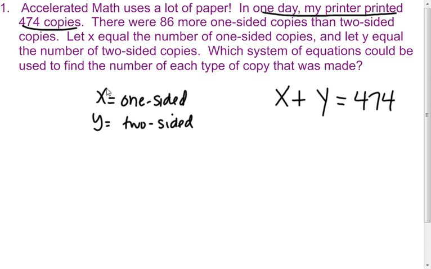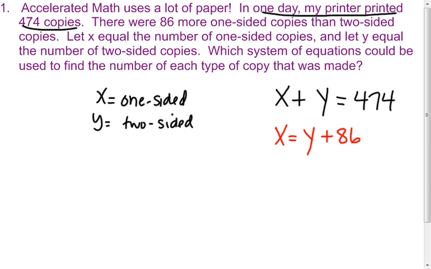Okay? Then I'm going to go over here. There were 86 more one-sided copies than two-sided copies. People get this wrong all the time. What that means is that in order to equal the bigger amount, you have to add 86 to the smaller amount. So, since there are more one-sided copies, the number of one-sided copies will be the number of two-sided copies plus 86. If you take the smaller number and add 86 to it, you should get the bigger number.